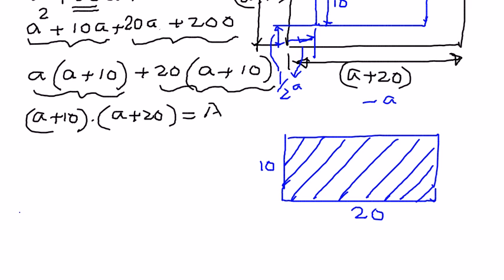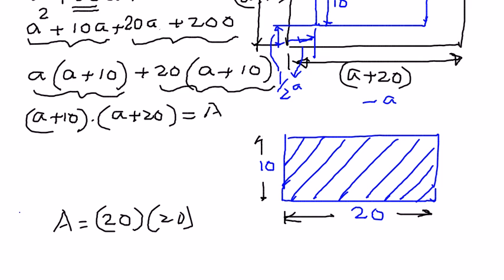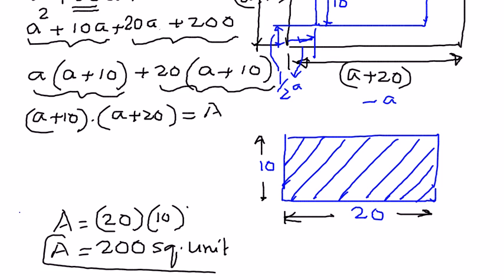In the problem, we wanted to know the area of the inside rectangle, and how do we find that area? The area of any rectangle we can find by the long side times the short side. The long side in this case is 20, and the short side is 10. So 20 times 10. Therefore, the area of the inside rectangle is equal to 200 square units. And that's the way we want to solve these types of problems.